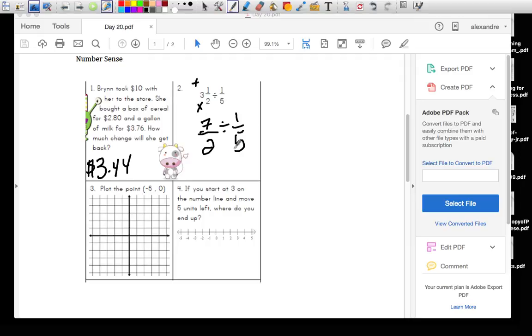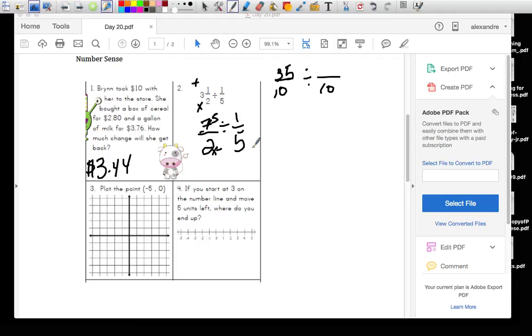Okay. Now, we can't divide these, so we're going to find a common denominator. So 2 becomes a 10, and the 5 is going to be 10 because that's the common denominator. How did the 2 become a 10? It was times 5. So on top, we're going to have times 5. And that's going to give me 35.